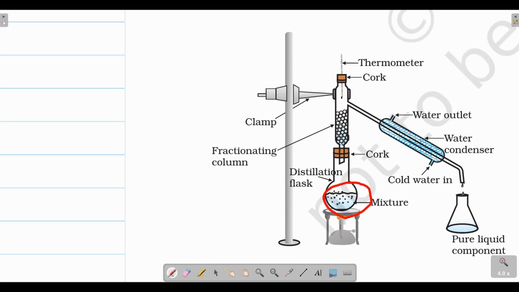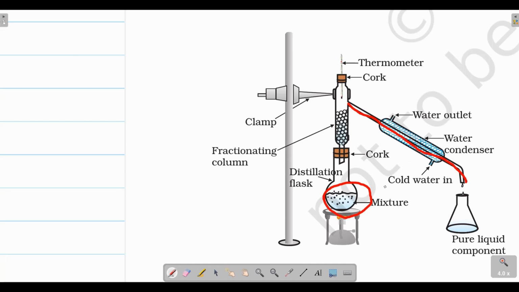To separate the second component, here we are using a fractionating column, which consists of a lot of glass beads, and this fractionating column allows the distillate to condense repeatedly, so that the second component remains in this fractionating tube and the first component gets evaporated and passes through this distillation tube. And once it is passing through this distillation tube, the substance is in the state of vapor.